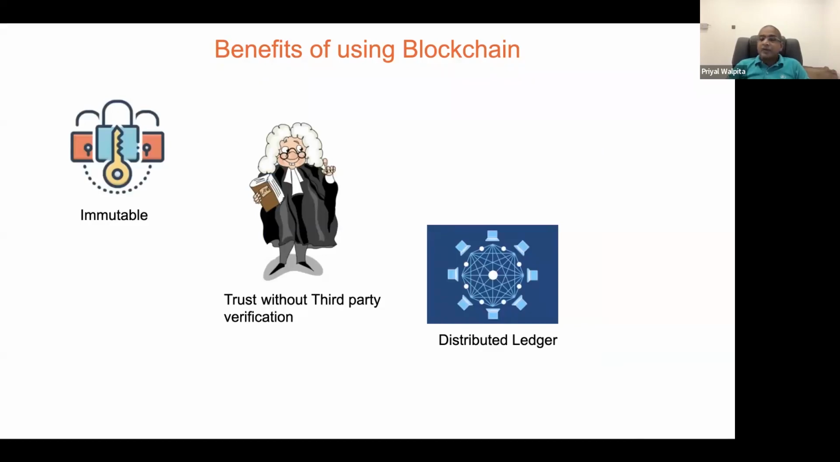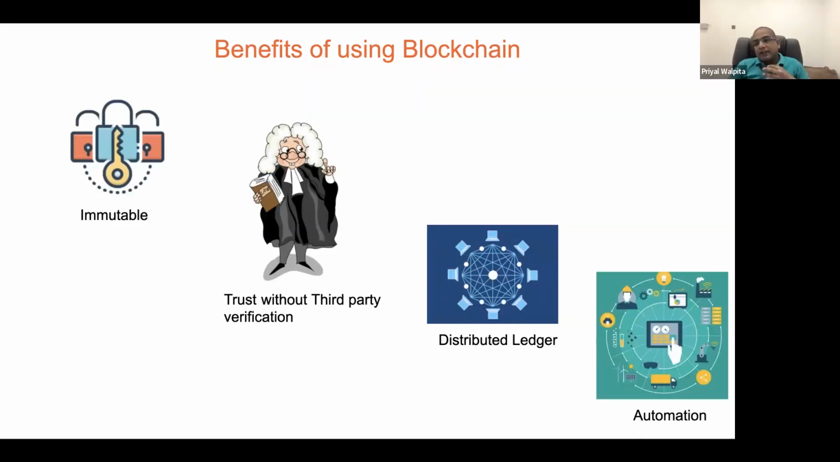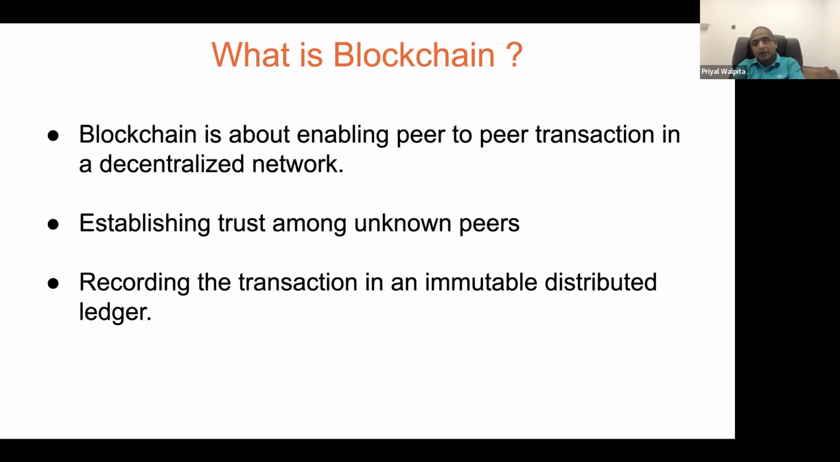And this is distributed as well, with automation. When it comes to smart contracts, it's all about automation. So blockchain is about enabling peer-to-peer transactions in a decentralized network. As I told you, there is no centralized governing body manipulating all the transactions, and you can do transactions peer-to-peer, one node to another.